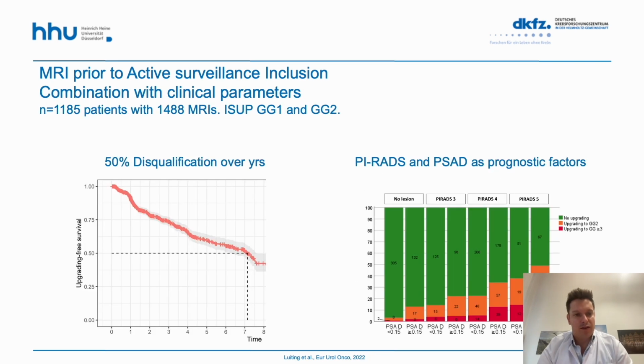In addition, it is a matter of combining these data from the first MRI prior to active surveillance inclusion and clinical data, as you can see here in a study from the ERSPC colleagues from Rotterdam. Over 1,100 patients were included with over 1,400 MRI scans, and the disqualification rate was up to 50% in a time span of 7 years. However, what you can see on the right side is that you can enhance your predictive possibility of the PI-RADS scoring when you add PSA density based on the volume on the MRI.